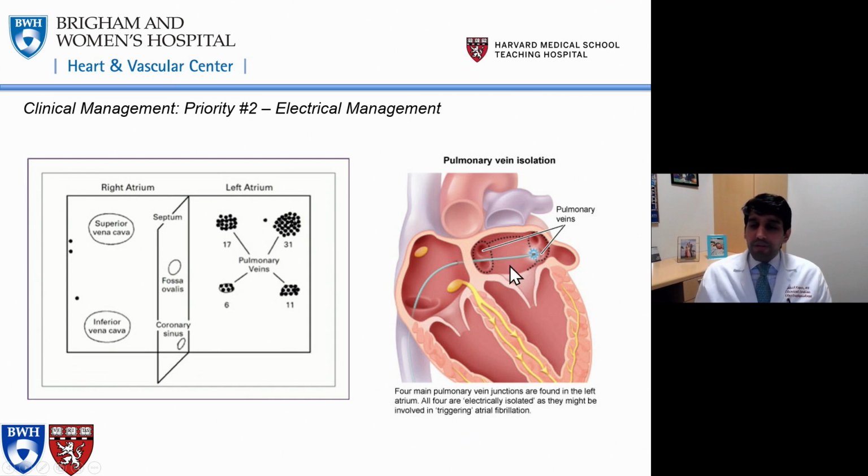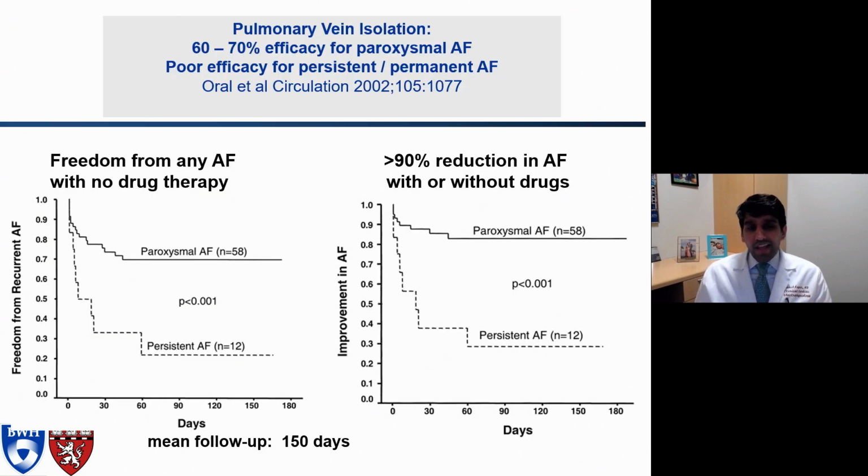What we realized is if we electrically isolate them by essentially burning or cauterizing around the veins in two circles, we would remove the trigger, the focal driver for atrial fibrillation, and we could prevent people from having atrial fibrillation without subjecting them to an antiarrhythmic drug. And what we've seen is that this is actually a far more successful therapy than antiarrhythmics.